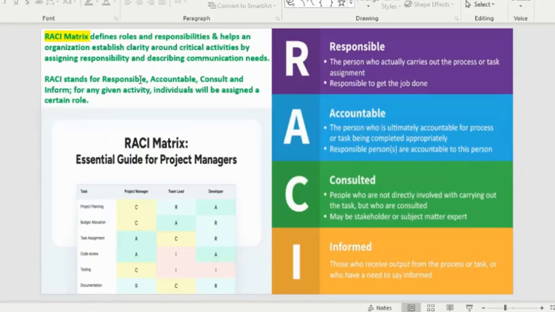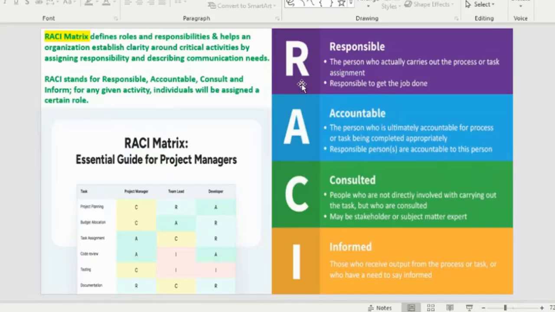Now the R stands for responsible, the A stands for accountable, the C stands for consulted, and the I stands for informed. Now, for any given activity, individuals will be assigned to a particular role, whether it's the R or A or C or I. With R, you have responsible, which is the person who actually carries out the process or task assignment, who is responsible for getting the job done. Then you have accountable, which is the person who is ultimately accountable for the process or task being completed appropriately. Now, the responsible persons are accountable to this person.